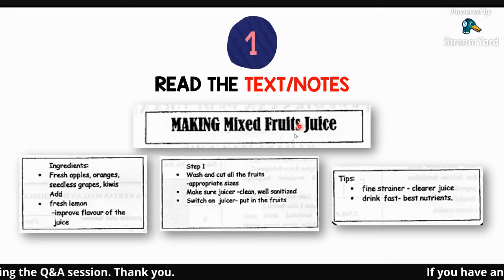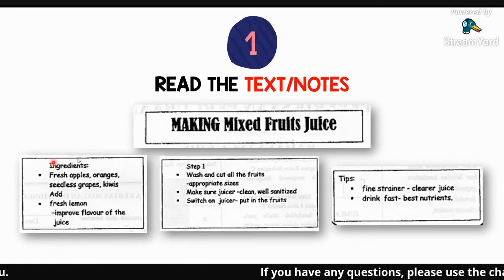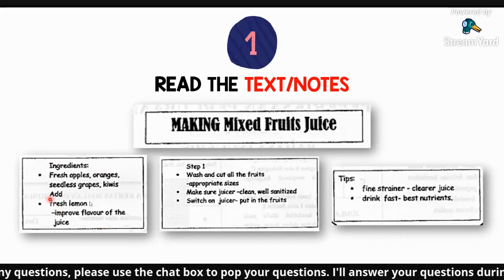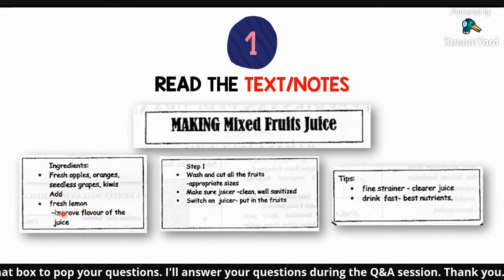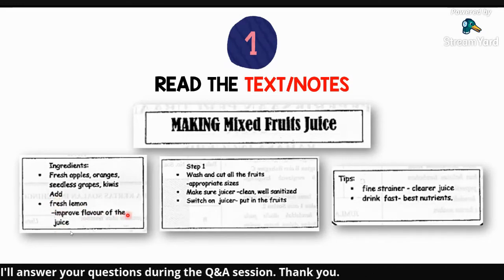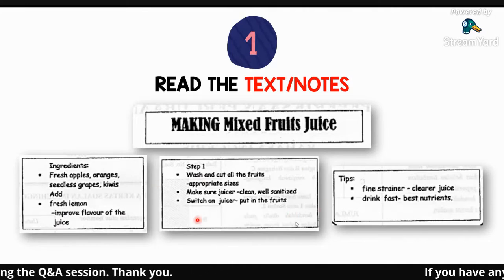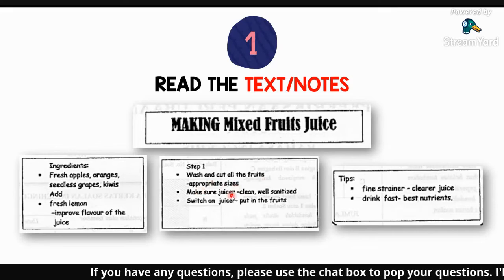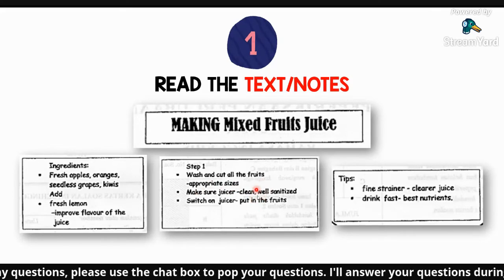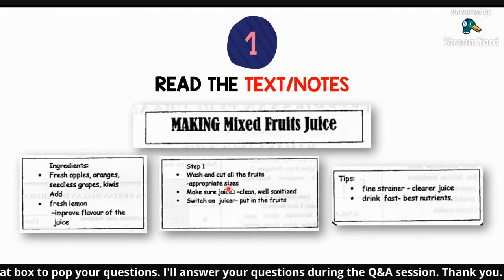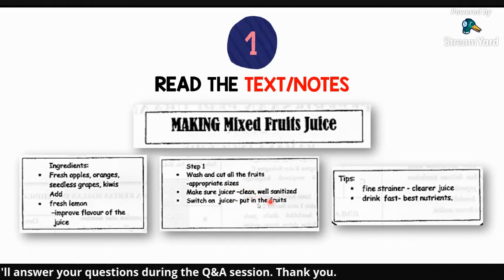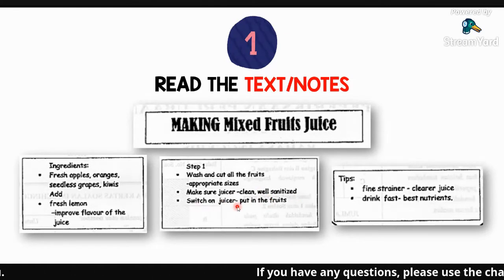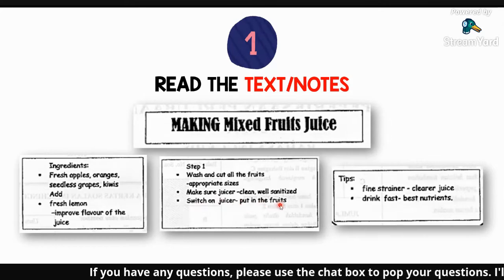So, making mixed fruit juice. Then we have the ingredients over here. What are the things that we have here? We have fresh lemon, improved flavor of the juice. Then we have the steps. Wash and cut all the fruits, appropriate sizes. Make sure juicer clean. Can you see a comma there? And can you see a dash? Well sanitized. Switch on juicer. Put in the fruits.